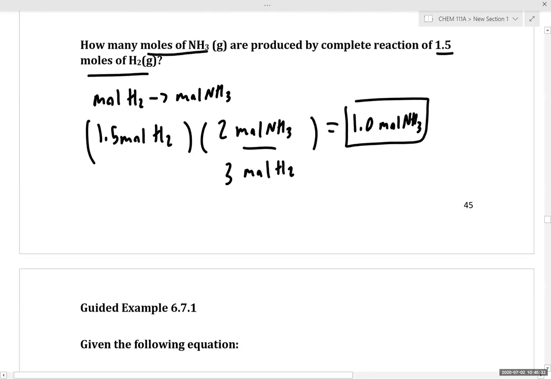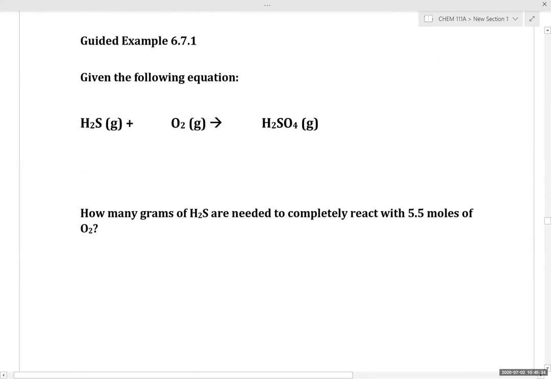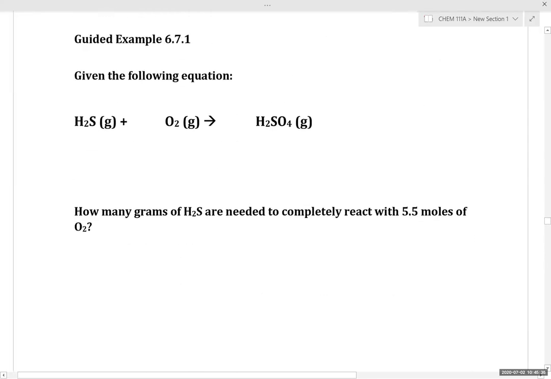Okay, so let's continue on now. And let's try to do a problem in which we have to do some mass conversions in addition to mole conversions. So given the following equation, and let's ask ourselves once again, is this equation balanced?